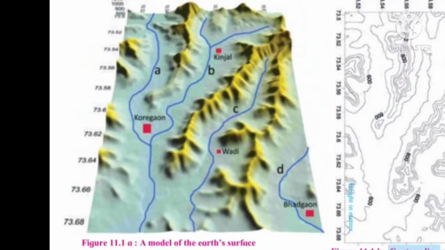Now let us observe this model of relief in an area which is shown in this figure. Let us observe it carefully and try to answer the questions that are given to us in the activity. First question that is asked is, which landform do you see in the model above? In this model, we can see hill ranges and flat lands. Which colors have been used on them? Blue and yellow colors have been used on them.